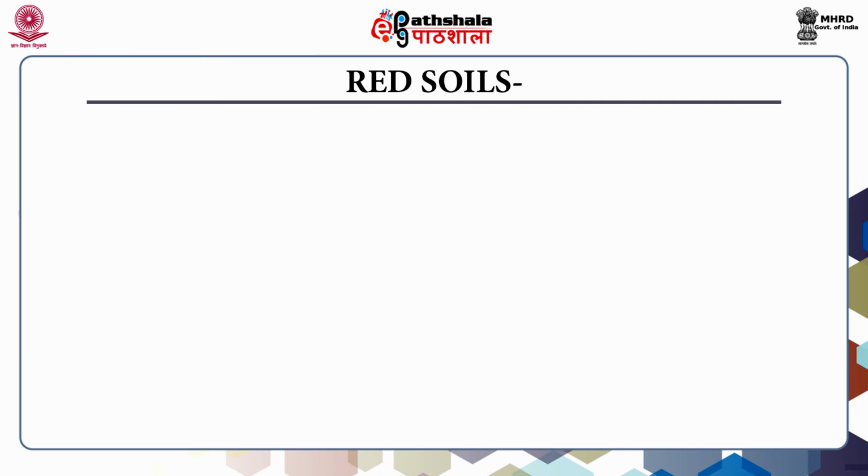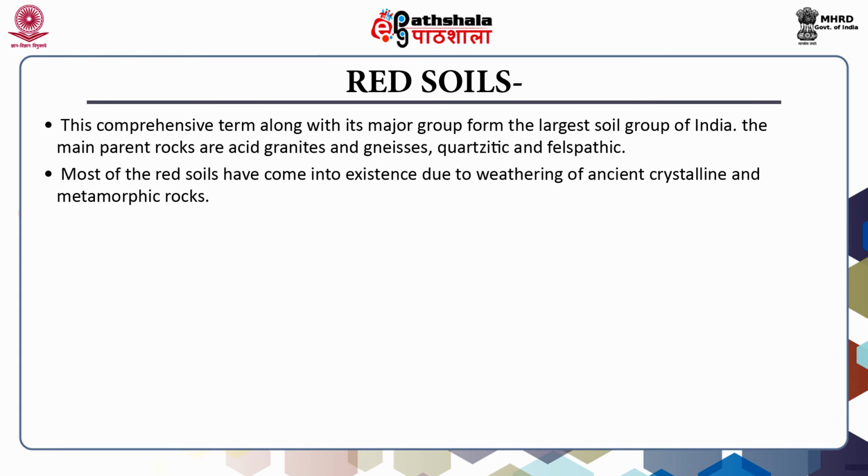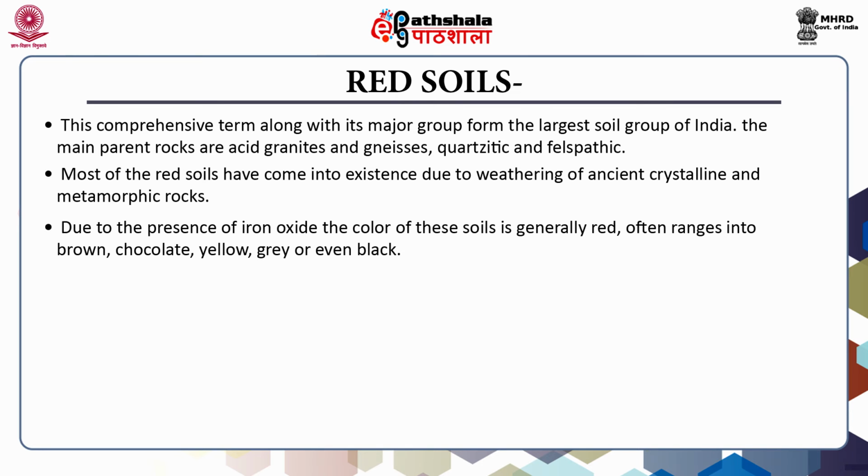Next is red soil. This comprehensive term designates the largest soil group of India, comprising several minor types. Most of the red soils have come into existence due to weathering of ancient crystalline and metamorphic rocks. The main parent rocks are acid granites and gneisses, quartzitic and feldspathic. The color of these soils is generally red, often grading into brown, chocolate, yellow, grey or even black. The red color is due more to the wide diffusion rather than to a high percentage of iron content.